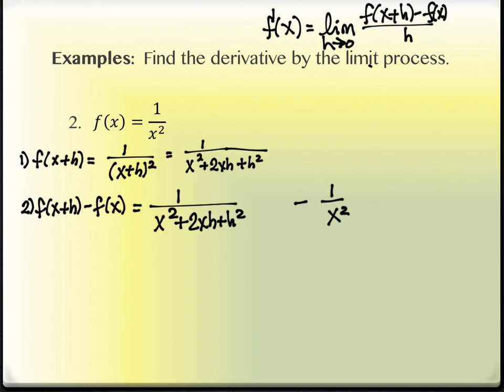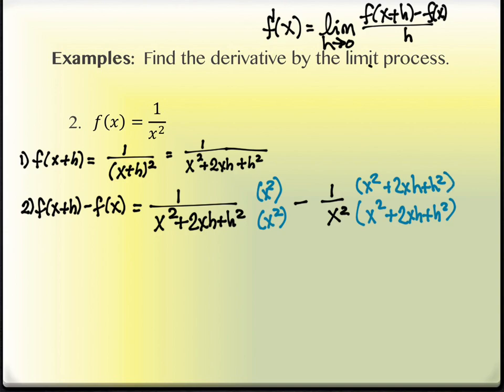We're going to multiply the first one by x squared. And whatever you do to the denominator, you have to do to the numerator. And we're going to multiply the second one by x squared plus 2xh plus h squared. Ew. Ew, I know.